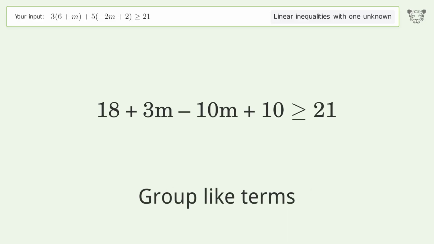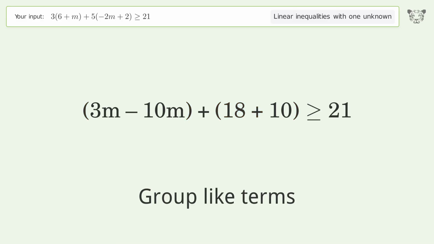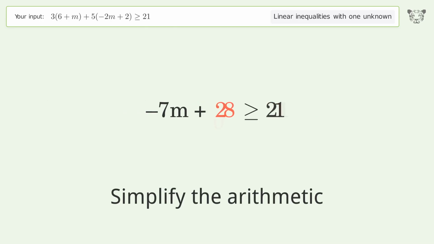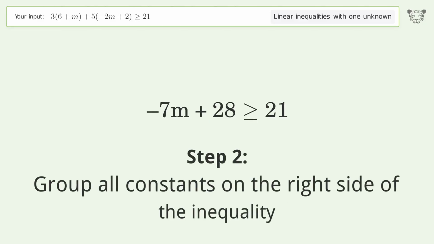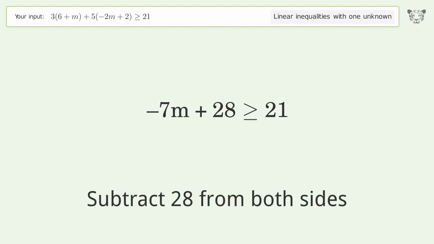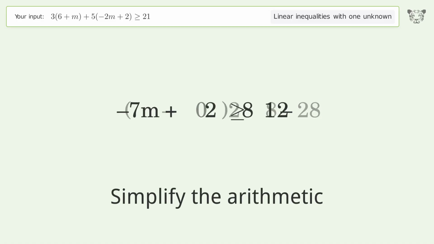Group like terms. Simplify the arithmetic. Group all constants on the right side of the inequality. Subtract 28 from both sides. Simplify the arithmetic.